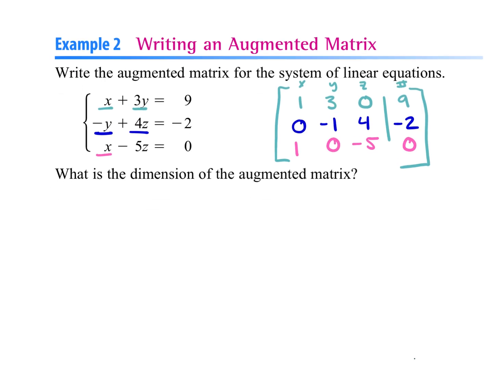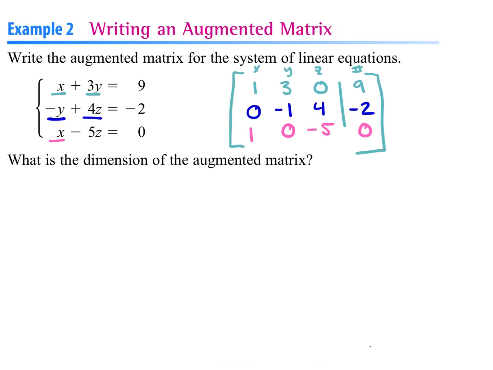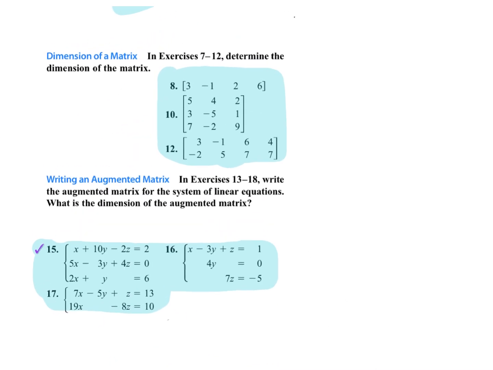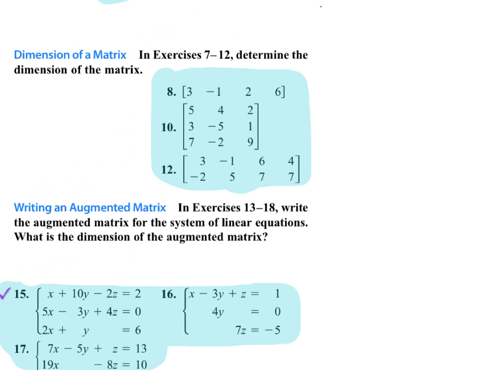And it says what's the dimension of the augmented matrix? How many rows do we have? 3 rows. And how many columns? 4 columns. So it'd be a 3 by 4. On the next page, same thing for 8, 10, and 12. We're just determining the dimensions of the matrix.